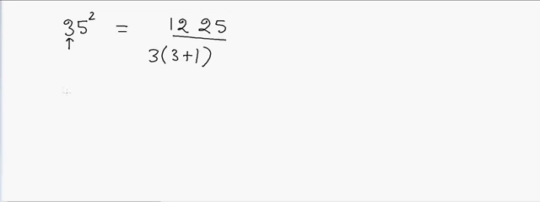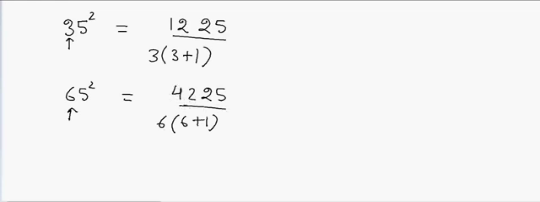Another example, if I have 65 square, in that case I have to write 25, and then I'll take 6 and multiply 6 by 6 plus 1, that will be equal to 7. 7 into 6 is 42. So the answer is 4225. So how does this trick work? Let's look into that.